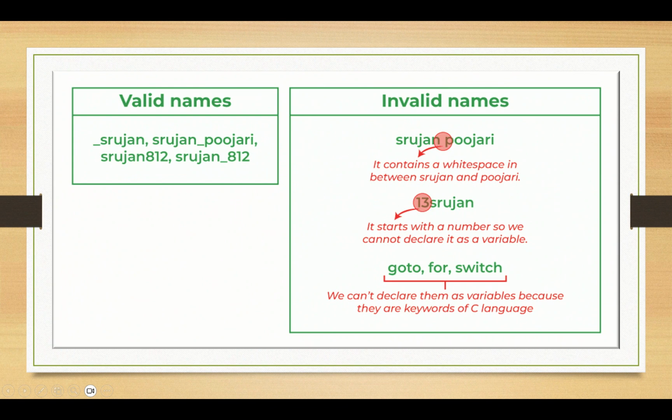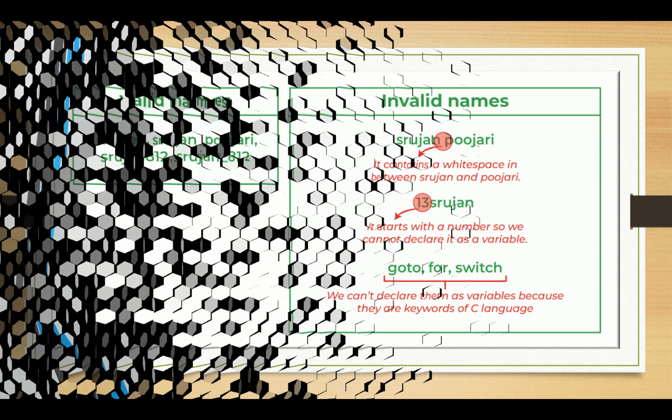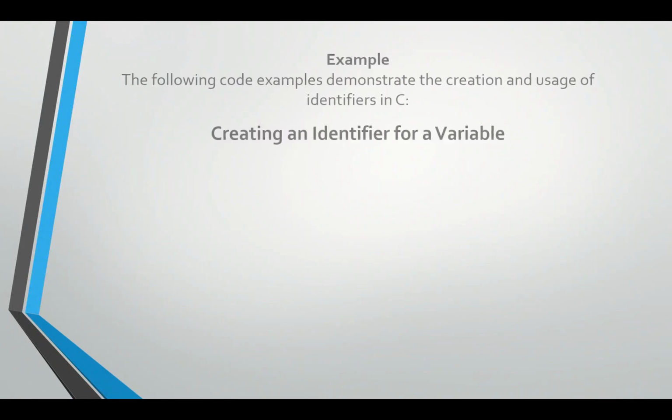Invalid identifiers: this one contains a white space between Sujan and Pujari, which is not allowed in C language or any type of language for declaring a variable. And a variable name never starts with an integer or number. It starts with a number, so we cannot declare it as a variable. Go to, for, switch: we cannot declare them as variables because they are reserved keywords of C language. We cannot redefine them.